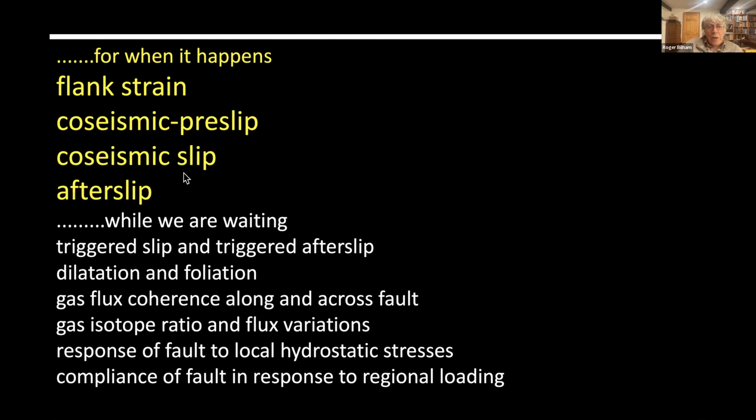Some of them are essential, for the whole purpose of the observatory is to capture what happens during coseismic slip. But while we're waiting, this is a bit like things to do in Denver when you're dead. You can measure all these other things. Okay, over to you.